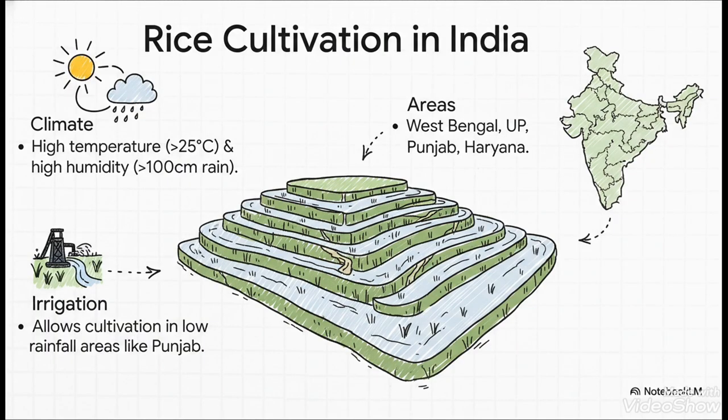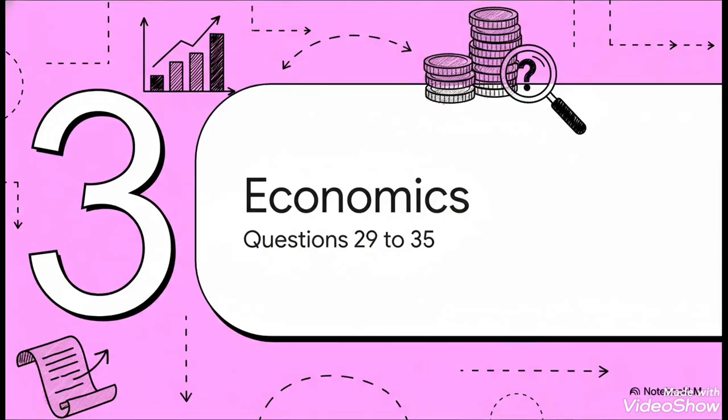Now for another big 6-marker, question 27, all about rice cultivation in India. To get all 6 marks, you need to hit several key points. You've got to talk about the climate needs, high temps, lots of humidity. Then mention the main areas where it's grown, like the northern plains and coastal regions. List a few key states like West Bengal or Punjab. And definitely don't forget to mention the impact of irrigation, which has made it possible to grow rice even in places with less rain.